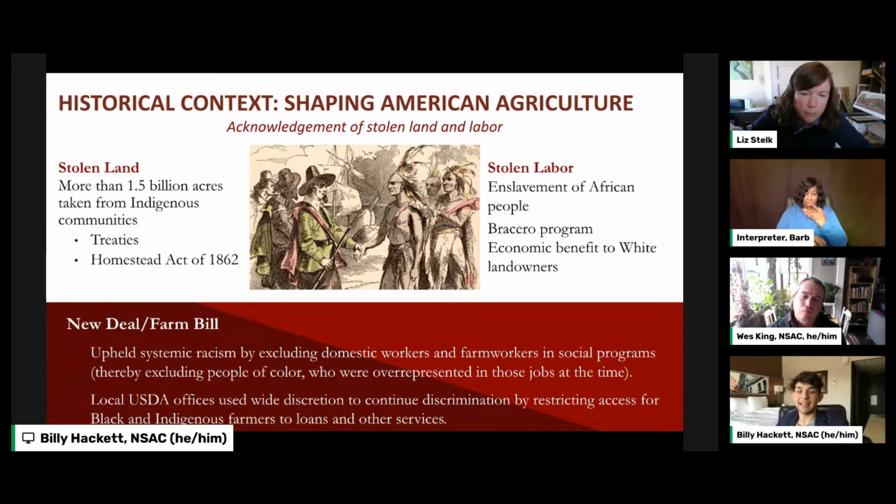And we can look to the Farm Bill as the other piece of this puzzle. The Agricultural Adjustment Act of 1933 is the earliest manifestation of the Farm Bill, or what people acknowledge as such. And since then, local USDA offices have discriminated against farmers when implementing or getting resources to farmers and restricting access to especially Black and Indigenous farmers who are seeking loans and other services. So, again, these are the foundations that our food system is built upon.